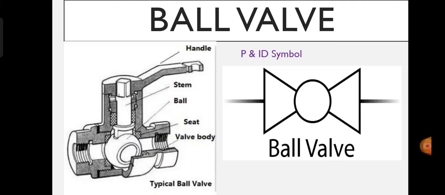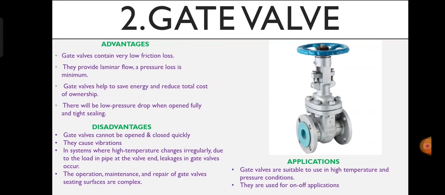Here you can see the P&ID symbol of the ball valve, which is used in P&ID symbols. So here is the design of the ball valve. Here you can see the top part is the handle. After that there is a stem, the ball inside the valve, a seat nearer to the ball, and the ball body. Right. So the next valve is gate valve.